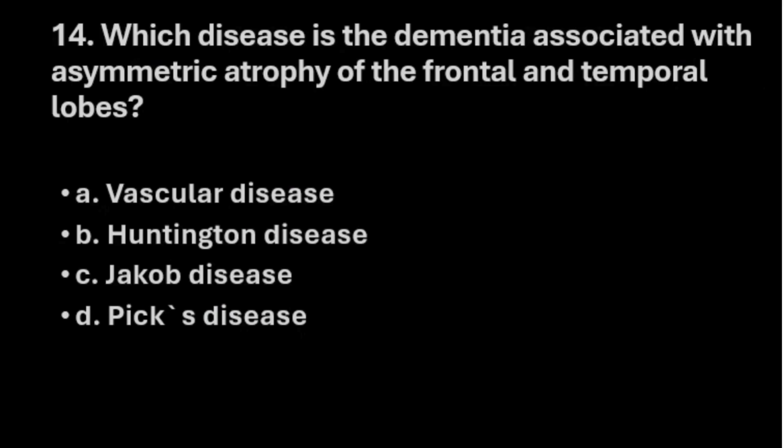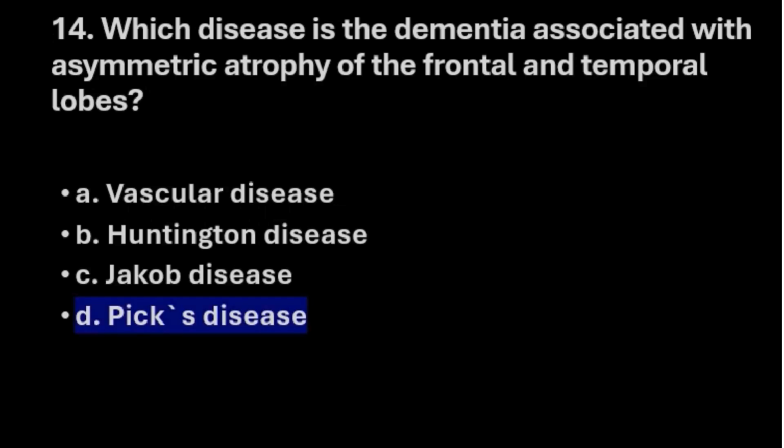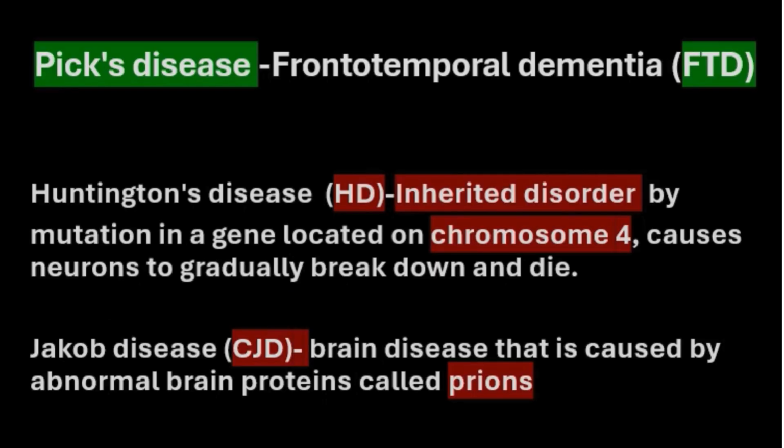Next question. Which disease is the dementia associated with asymmetric atrophy of the frontal and temporal lobes? A, vascular disease, B, Huntington disease, C, Jacob disease, D, Pick's disease. Let us see the right answer. The right answer here is option D, Pick's disease. Pick's disease is frontotemporal dementia, FTD.